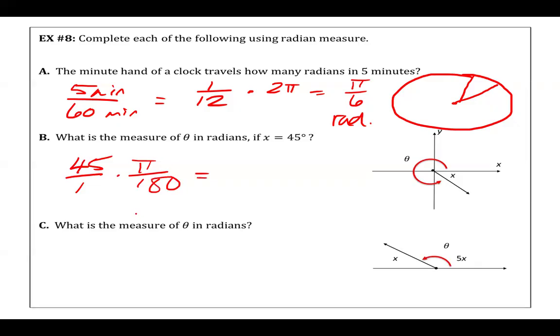45 and 180, can I pre-reduce? What are they both divisible by? Even. And 9, let's go a little higher. Divide by 9, divide by 9. What is 45 divided by 9? 5. What's 180 divided by 9? Now can I reduce some more? Yes, what is 5 over 20 reduced to? Pi over 4.